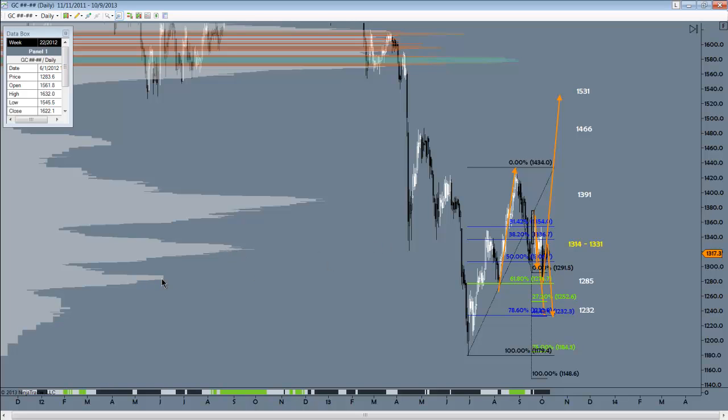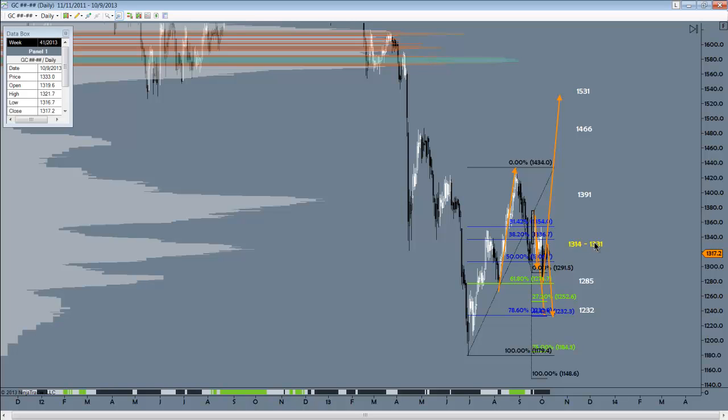Now, there's a zone down here around 1285, and then not much after that. So what I've got here is I've tagged 1314 to 1331. You'll recall from the earlier chart that we had 1306 to 1337 or so. On this chart here, 1314 to 1331. When the bulls take over the top line or the bears take over the bottom line, that will then start the next phase of this impulse, okay?